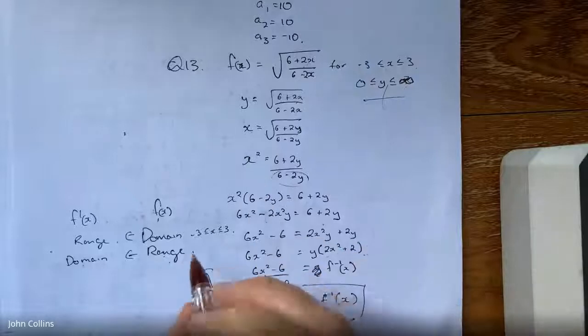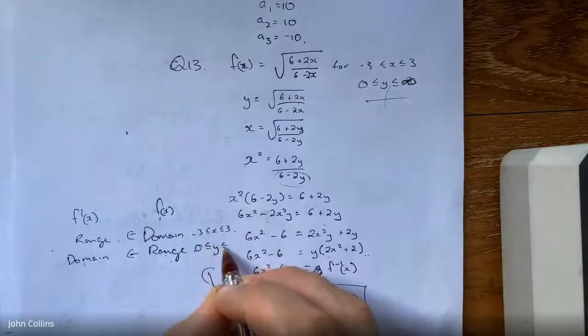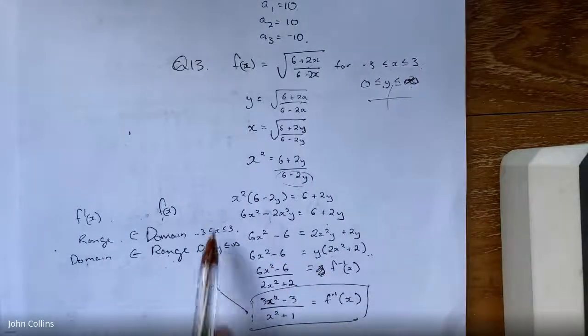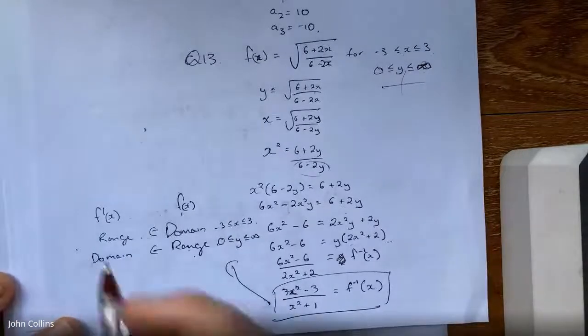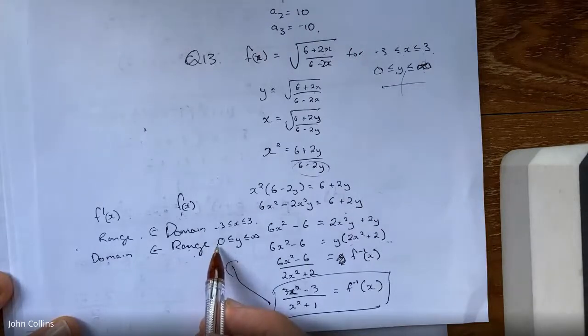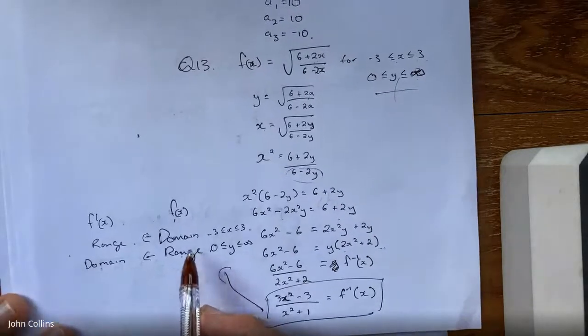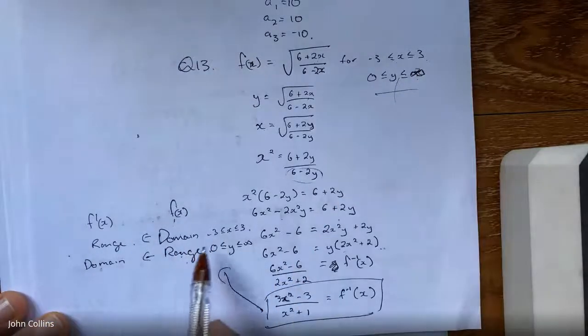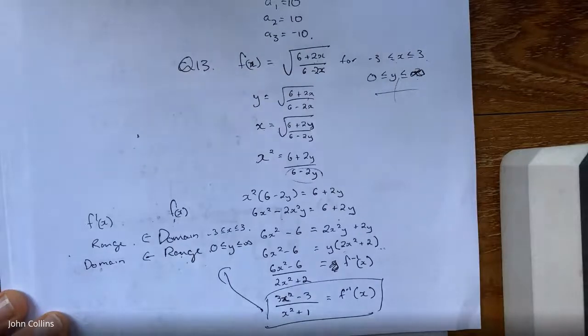So if I know the domain and range here, I just swap them. So the domain is going to be the opposite, so you just swap the letters around, and you will get the domain and range, and that's it. That's something you need to remember for inverse functions. The domain and range would be swapped as well.